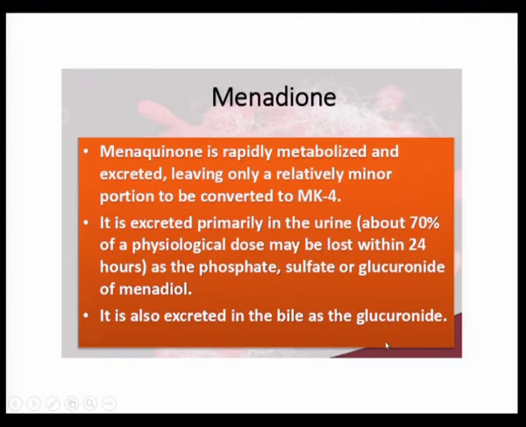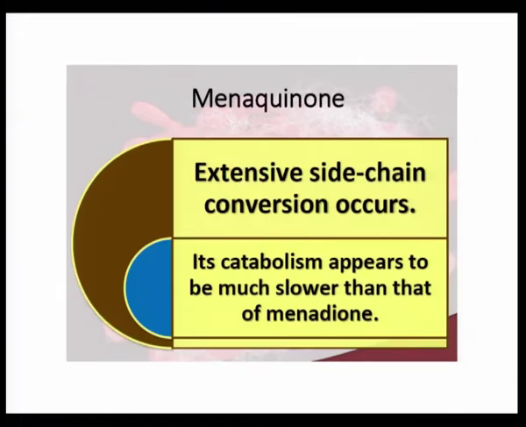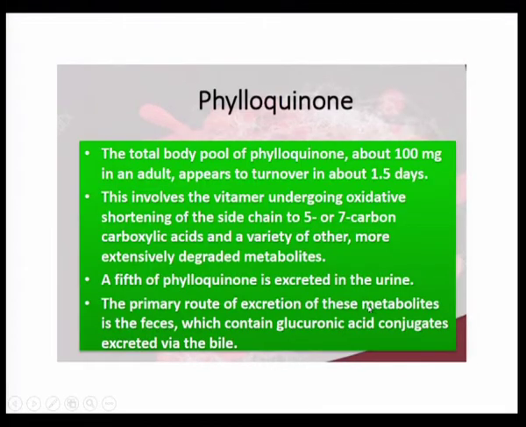So you see that they are also excreted in the bile as a glucuronide conjugate product. So you see that the menaquinone, what we have seen as a synthetic version of vitamin K, undergoes lots of conversions. Its catabolism appears to be much slower than that of menadione. So you have the total body pool of phylloquinone, about 100 milligrams in an adult, which appears to have a turnaround in about 1.5 days.